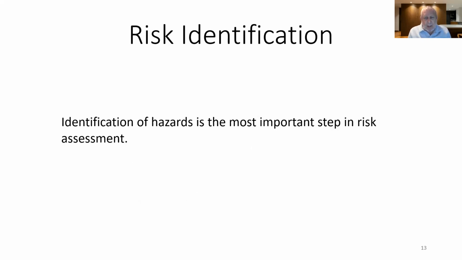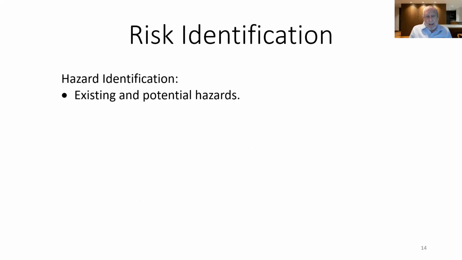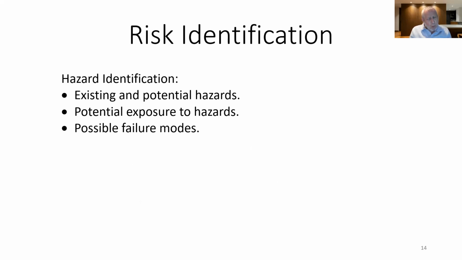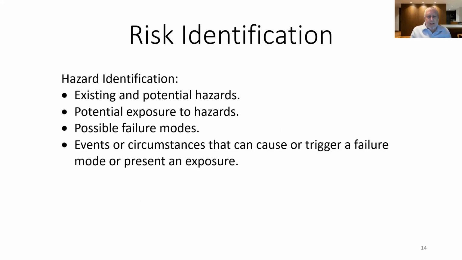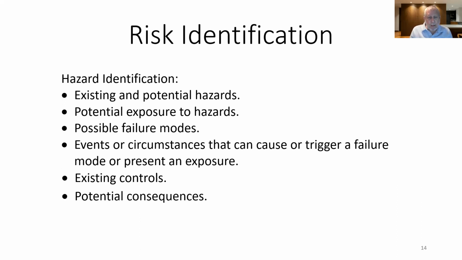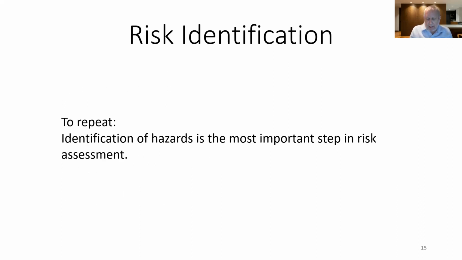So identification of hazards is the most important step in risk assessment. Hazard identification includes existing and potential hazards, potential exposure to hazards, possible failure modes. We're going to talk about those later. Also events or circumstances that can cause or trigger a failure mode or present an exposure, existing controls, and potential consequences. And again, to repeat, identification of hazards is the most important step in risk assessment. Makes a little bit of sense, doesn't it? If you don't know it's a hazard, you can't really do anything about it.